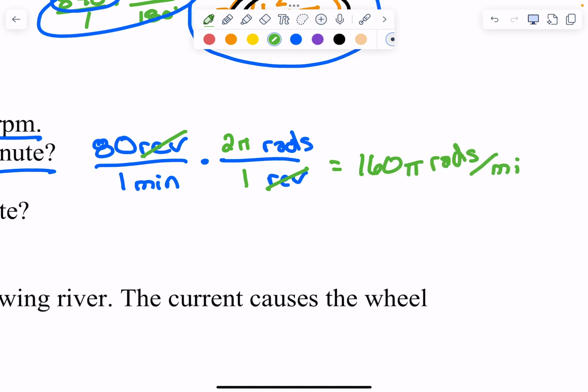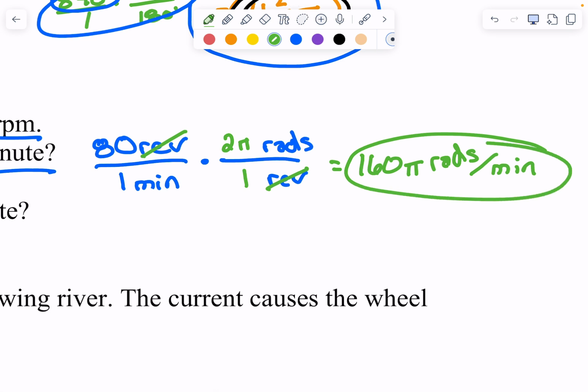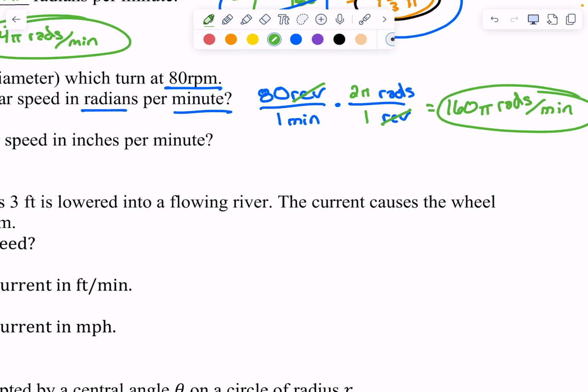That is the angular speed. That's how fast the angle is rotating. I mean, that's a lot. 2 pi is one revolution, right? So if we're doing 80 revolutions, that would be 160 pi radians, right?